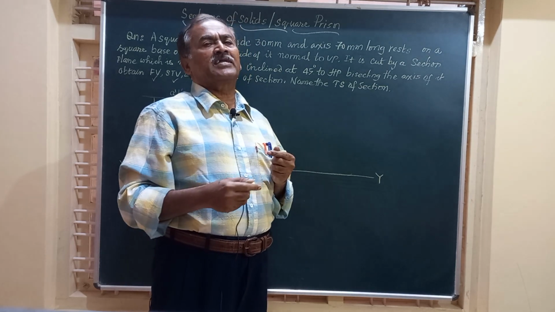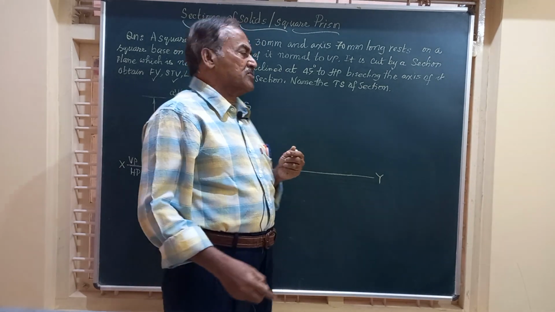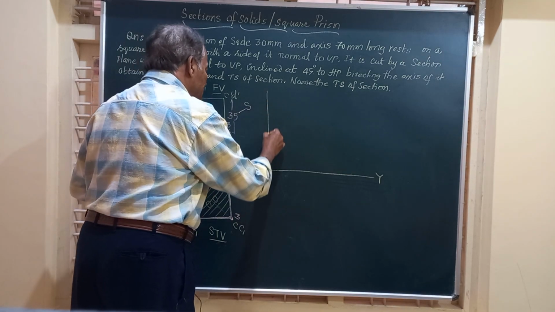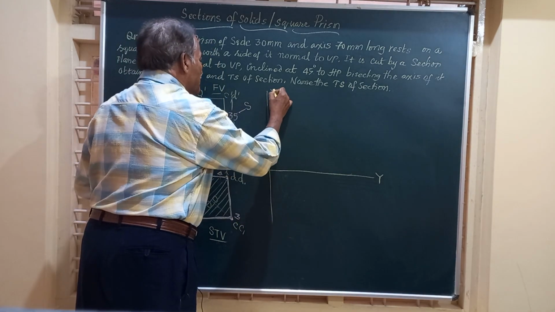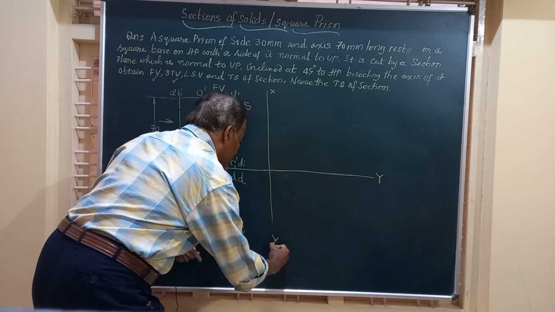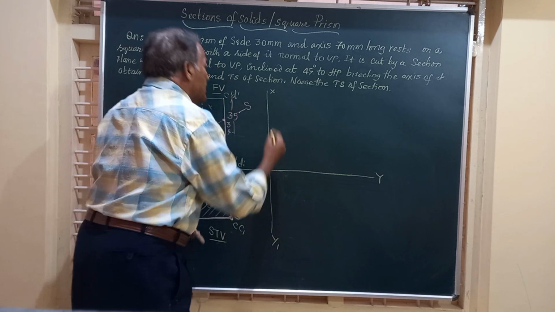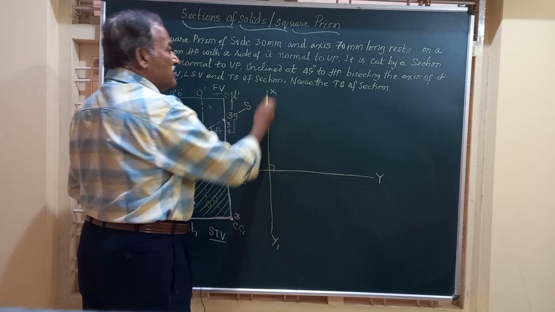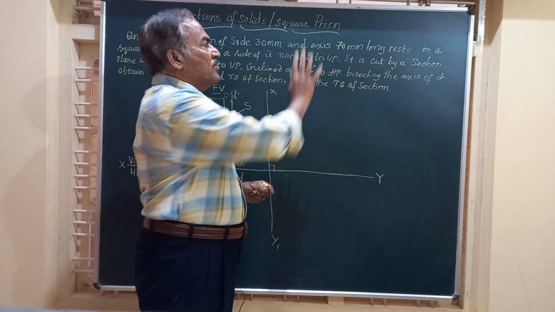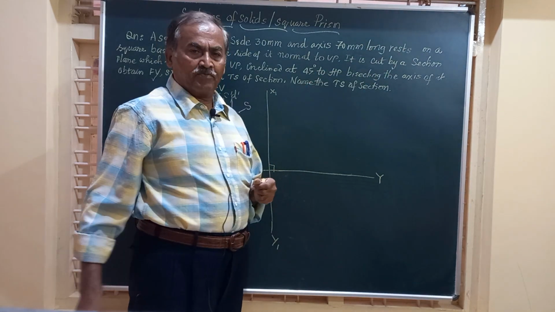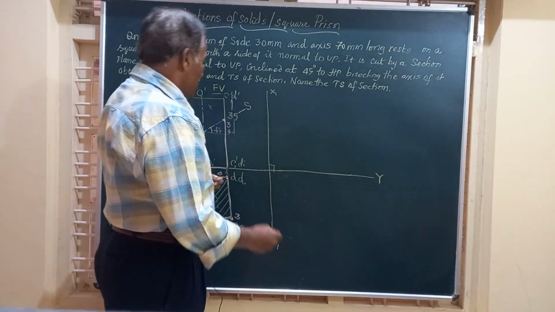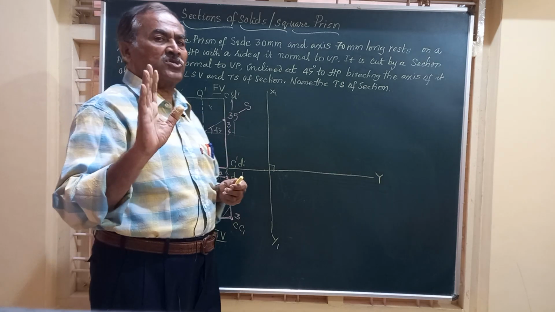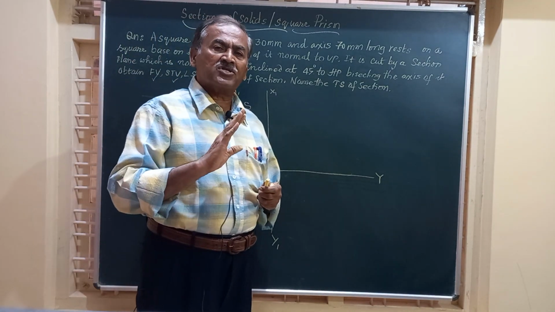So how to obtain it? It is very simple. After getting these two views, I am going to mark a vertical line by name x1, y1, which is drawn normal to the xy, and this line is the intersection of VP and the right profile plane. Friends, I am going to get the left hand view of the whole solid, assuming it is not cut by any section plane.